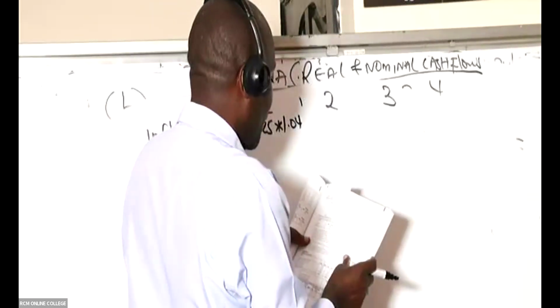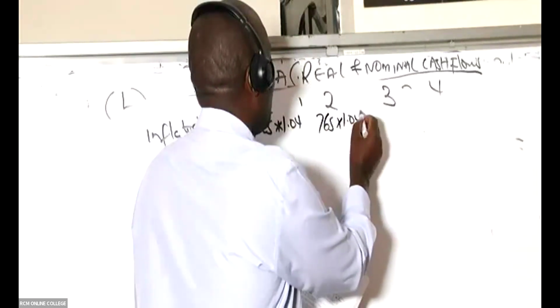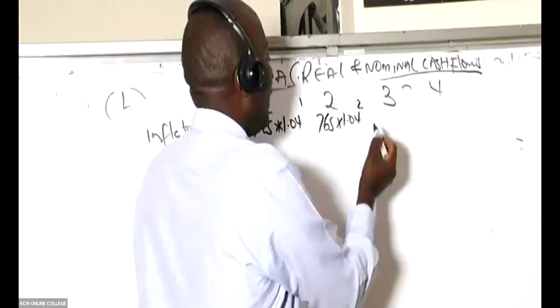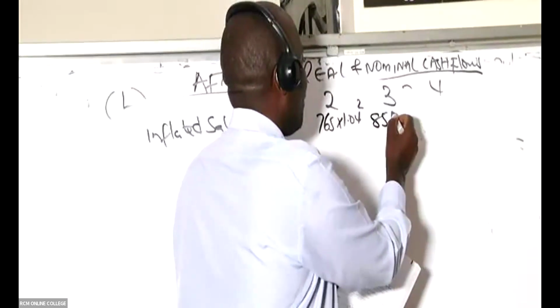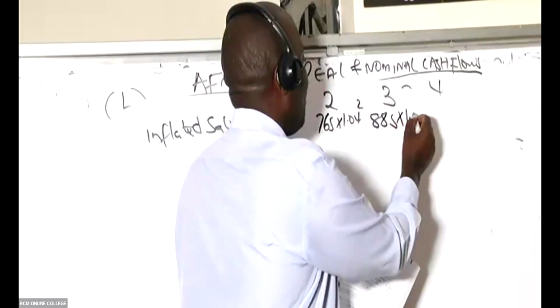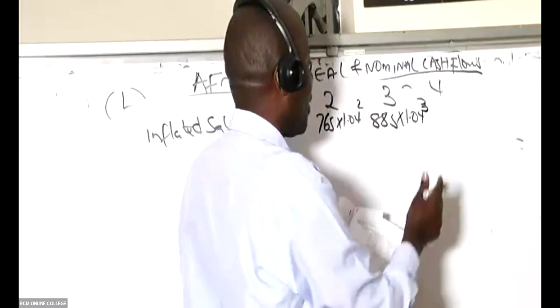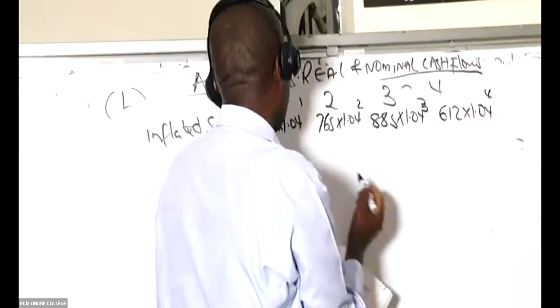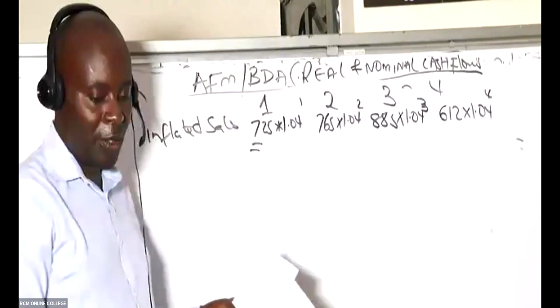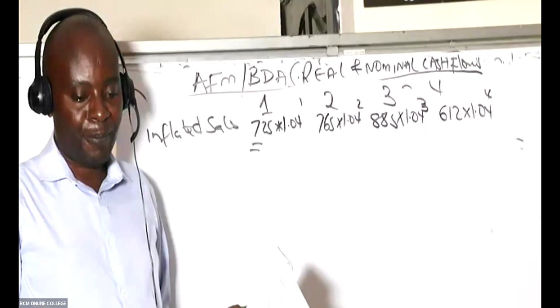Then we have the next one, I can see 765. So 765 times 1.04 raised to 2. Then we have the next one, which is 885. 885 times 1.04 raised to 3. And then we have the last one, which is 612. 612 times 1.04 raised to power 4, like that. So are you able to give me these inflated sales very fast?